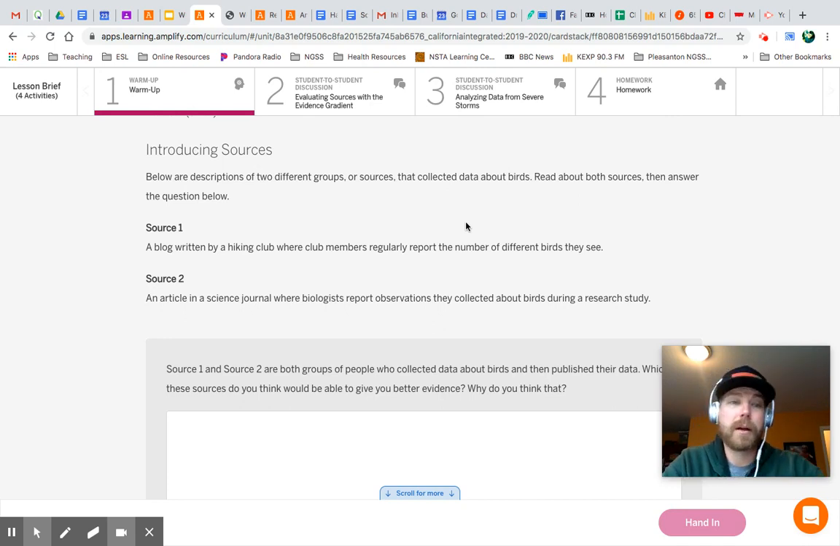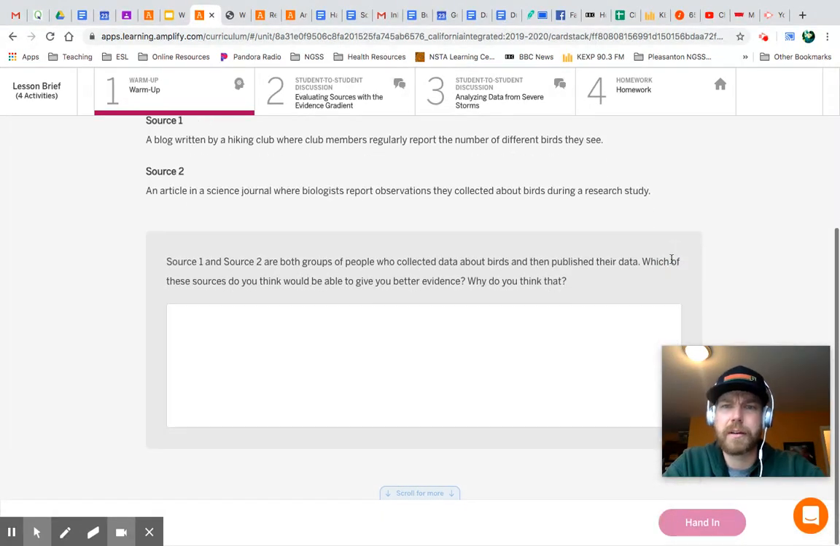Source 1. A blog written by a hiking club, where club members regularly report the number of different birds they see. Source 2, an article in a science journal where biologists report observations they collected about birds during a research study.